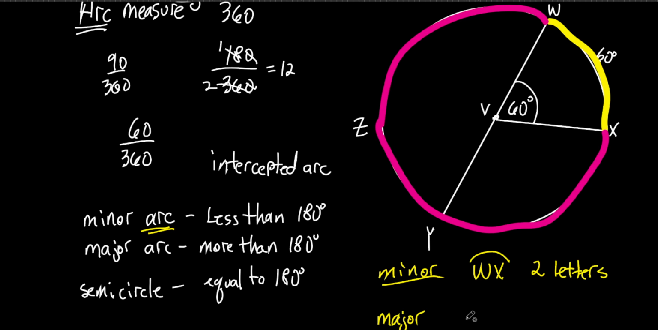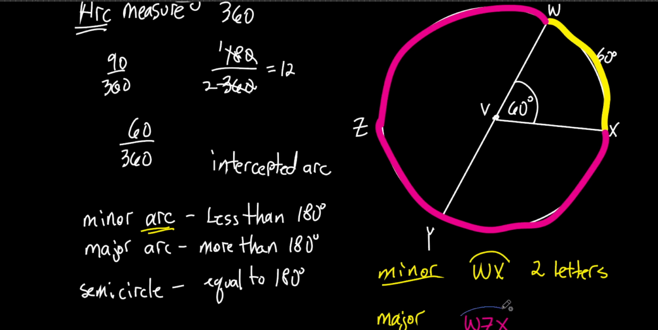You would start at W, because it starts at W. Where does it end? X. But I can't just say arc WX. I have to have another point, and you only need one. This actually has 2 points in between: a Z and a Y. It doesn't matter which point you use. As long as you pick where it starts, some point in between, and where it ends, that's how you show a major arc. So I could call it WZX.